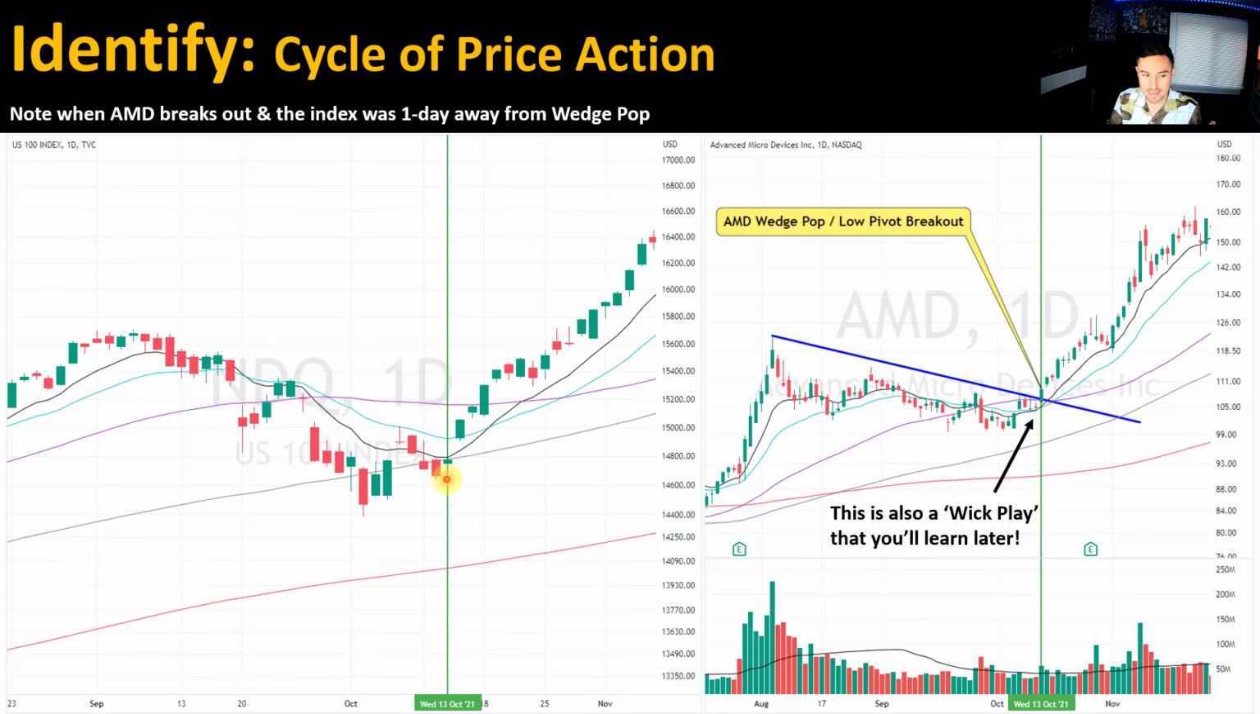So on this day here, on the 13th, or actually, we could look at the 13th, but if you look at the 12th, the market, being the NASDAQ 100, is below the 10 EMA, the 21 EMA, and the 50 SMA, whereas take a look at AMD, see how it's just basically building this mini pivot, this mini Davis box, and it's sitting there on the 10 and 21 EMA, and the 50 SMA is just above. So then you get the wedge pop for AMD, but it was showing relative strength. It's also a wick play, which I will teach you a little bit later on.